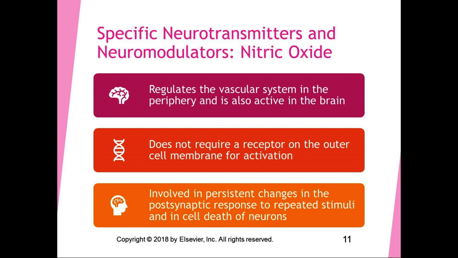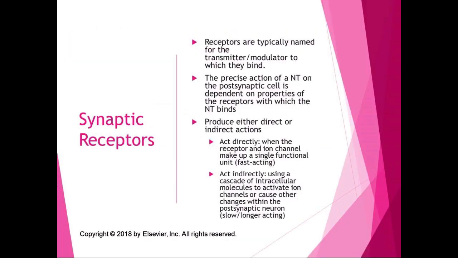So they've found that nitric oxide is involved in persistent changes in the postsynaptic response to repeated stimuli and in the cell death of neurons. So we'll talk about in Chapter 7 our response to repeated stimuli. And nitric oxide is one of the neuromodulators that affects that. So again, it can be excitatory or inhibitory depending on where it is.